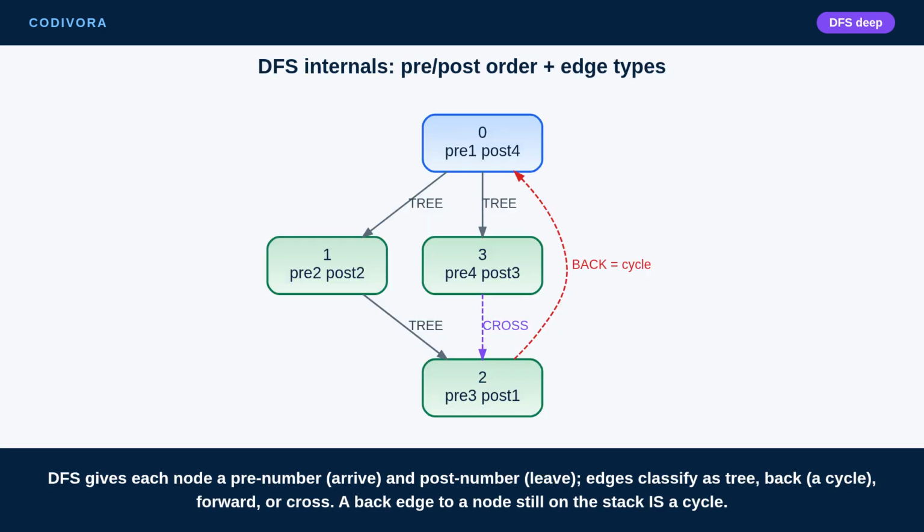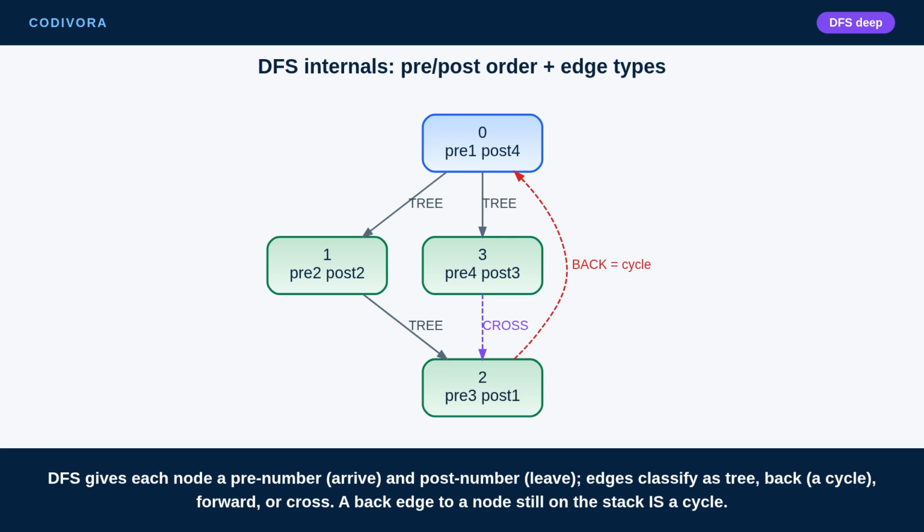Let's open up DFS. Recursion is a stack. Each time you step into a node, you push a frame and stamp a pre-number when you arrive. When that node is finished and you step back out, you stamp a post number and pop the frame. On a directed graph, every edge falls into one of 4 kinds.